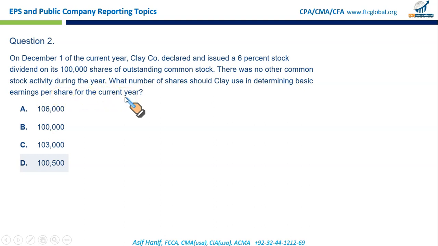Remember, stock dividend, stock split, they are retrospectively treated. The 6% stock dividend, 6% of 100,000, 6,000, it would be assumed as if it was outstanding for the whole year, which means the number of shares you will use for calculating your basic earning per share is 106,000, and that is A.